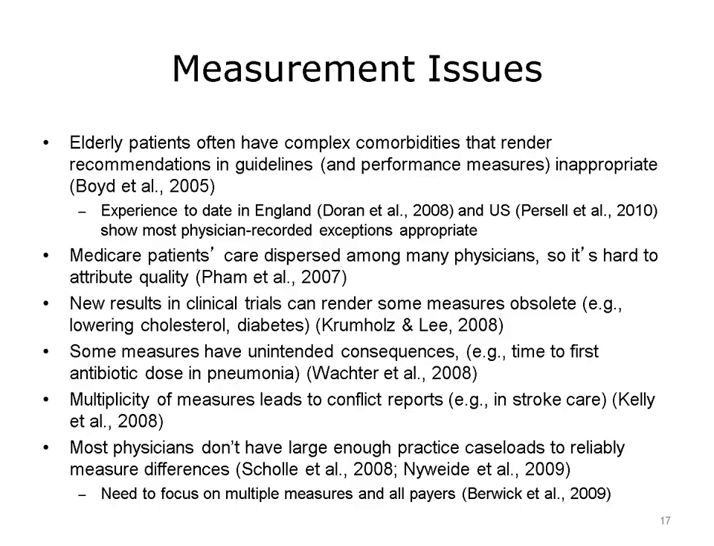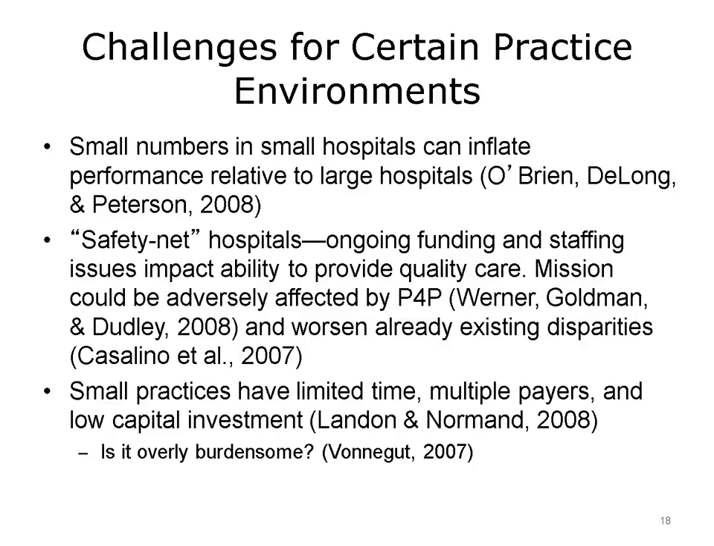It has also been shown that the multiplicity of measures leads to conflicting reports, such as in stroke care, where some measures used for other types of patients may not be appropriate for all stroke patients. Additional analysis has found that most physicians don't have large enough practice caseloads to reliably measure differences. Berwick has suggested a need to focus on multiple measures and on all players, not just Medicare or one insurer.